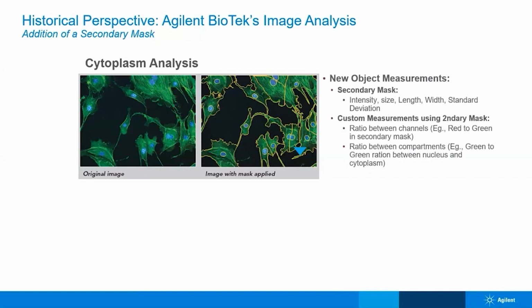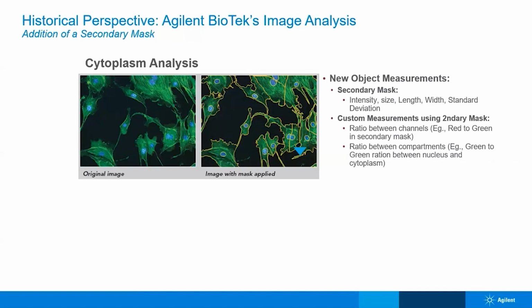With that secondary mask, we can now measure the intensity, size, length, width, and standard deviation of the secondary mask location, so the cytoplasm or the whole cell. And we can also start to do custom measurements, looking at ratios between those masks. So you could measure translocation by setting up a ratio of the green in the nucleus to the green in the cytoplasm, and that would be the translocation event.